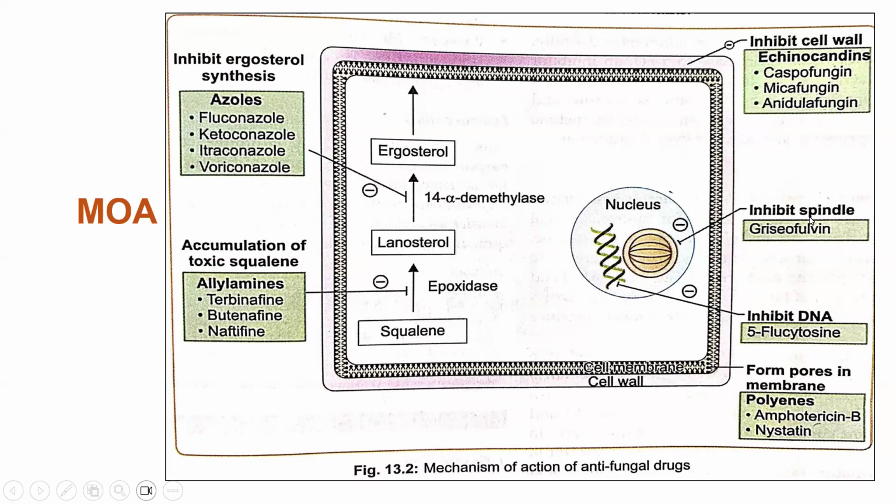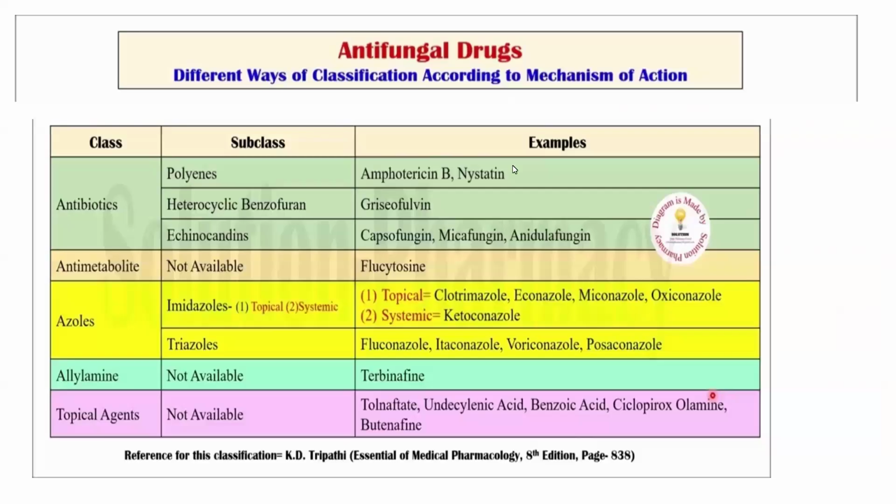And the drug which inhibits the mitotic spindle is griseofulvin. The drug which inhibits nucleic acid synthesis is 5-flucytosine. And drugs which form pores in the cell membrane are polyenes, amphotericin B. So remember this diagram and read the mechanism of action of antifungal drugs. And azoles are of two types, topical and systemic: imidazoles and triazoles. Triazoles are mainly fluconazole, itraconazole, voriconazole, and imidazoles are mainly ketoconazole, clotrimazole, miconazole, econazole.